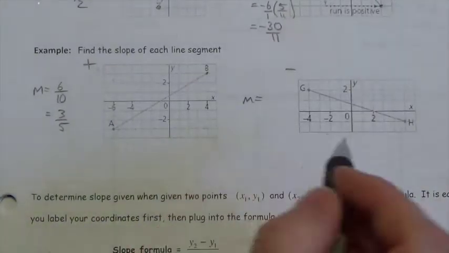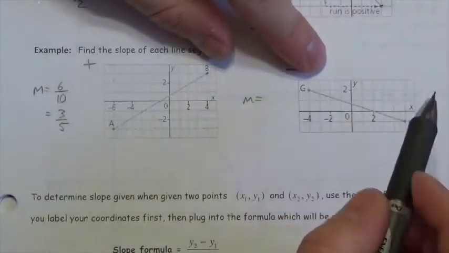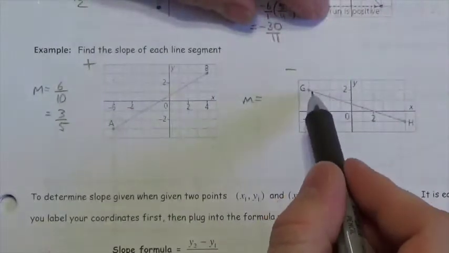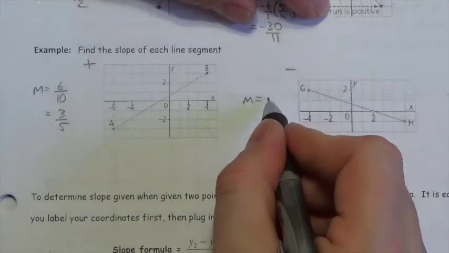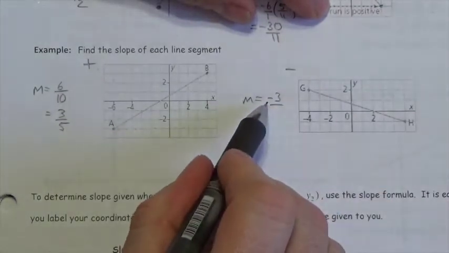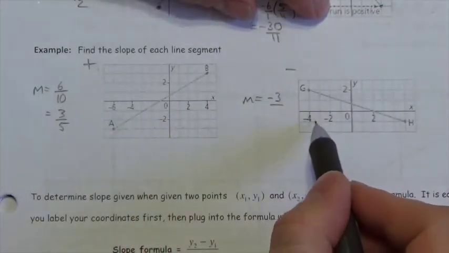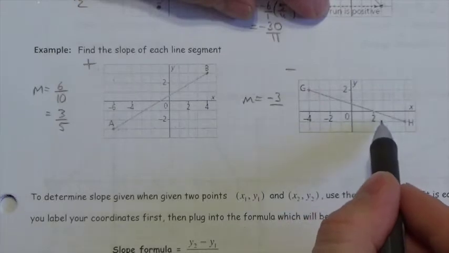Good. Here, let's count that out. The rise is going to be negative. I'm dropping as I go to the right, so I'm dropping 1, 2, 3. So that's -3. The negative is important here. And then the run is 1, 2, 3, 4, 5, 6, 7, 8, 9.